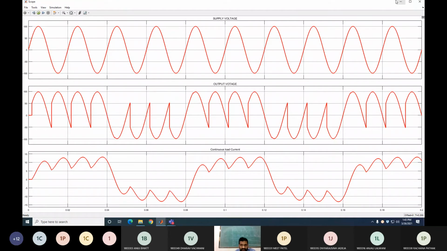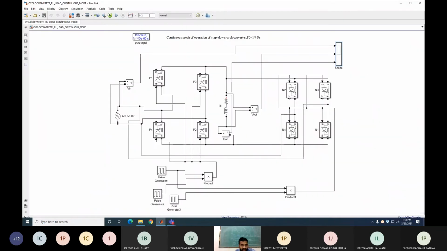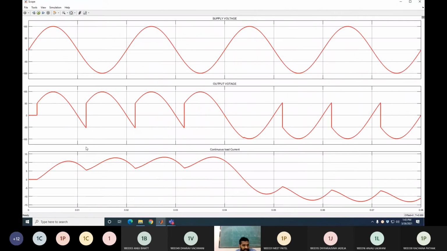Here you can see that I am showing only 1 cycle, so you can get an easy idea of 0.08 second. Only 1 cycle at the output side. Now we check here. Here T1 T2 is conducting, up to this point.